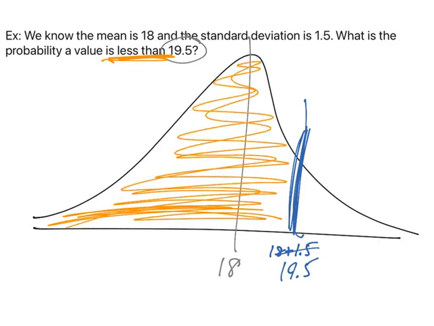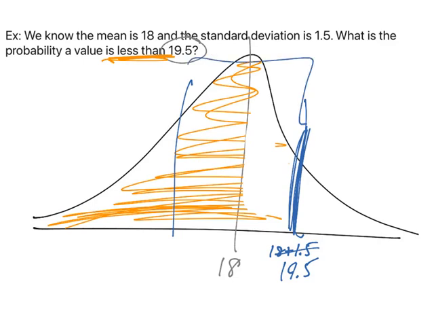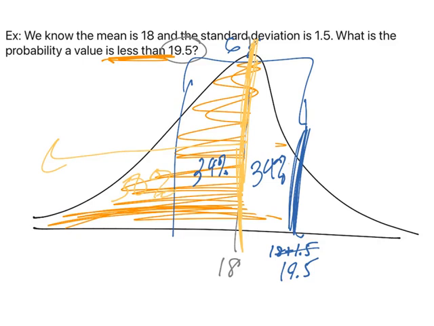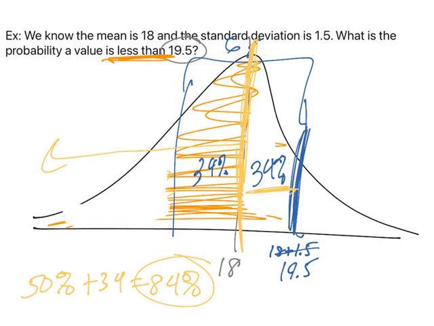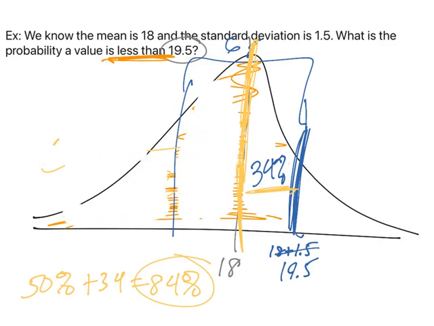How much is this? Well, remember that 68% of the data is within 1 standard deviation, right? So this is 34%, as is this. But try not to make this too difficult for yourselves. We know that the mean splits this in half, right? So from the mean to the left is 50% of your data. So I can say, well, I've got 50% plus 34, which gives me 84% of my data is going to be less than 19.5. Now, if I just lost you there, don't worry, I'm coming back.